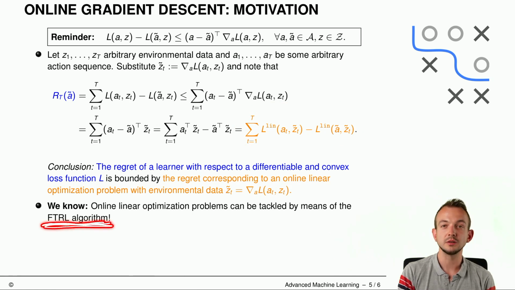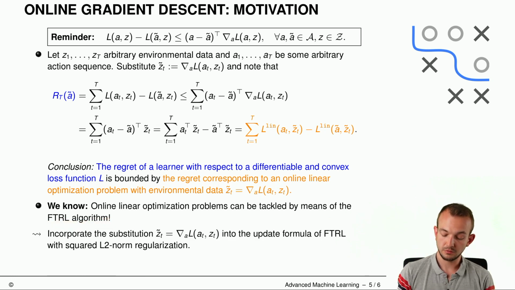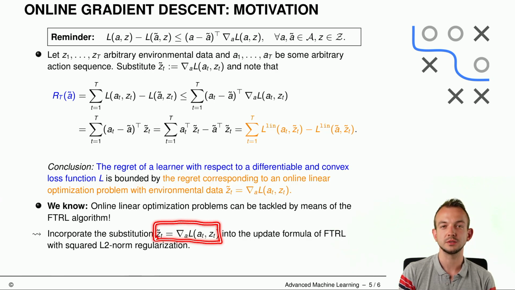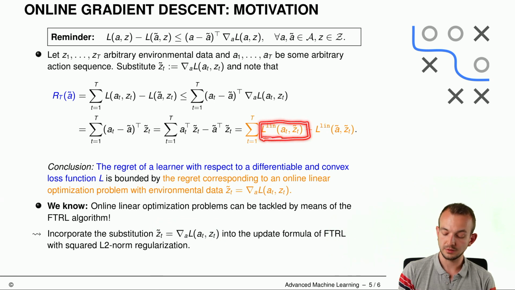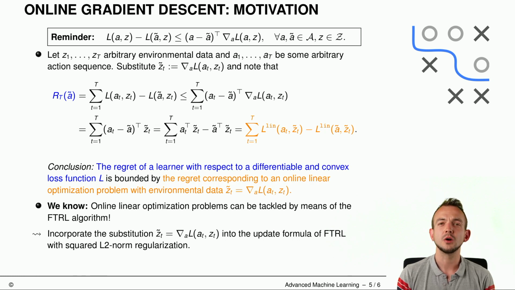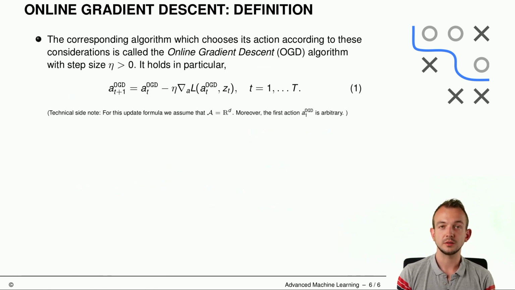Namely, we can simply use the follow the regularized leader algorithm. So what we can do is run the follow the regularized leader algorithm, and instead of providing it with the real environmental data points, provide it with these artificial environmental data points ZT tilde, and tell the follow the regularized leader algorithm that we are coping with the linear loss function. And then squared L2 norm regularization we have seen is a good idea. If we do this substitution in the update rule, what we get is what is known as the online gradient descent algorithm, OGD, where we have the following rule for choosing the next action.